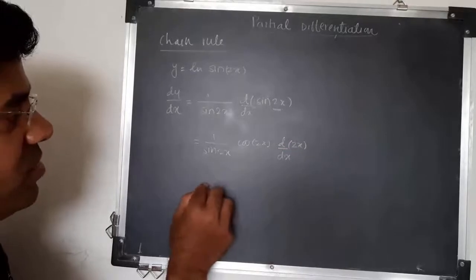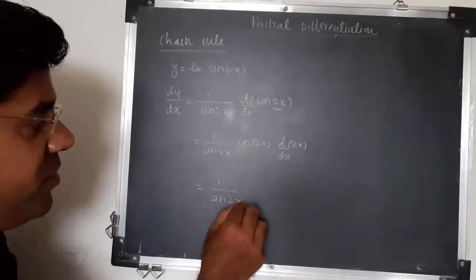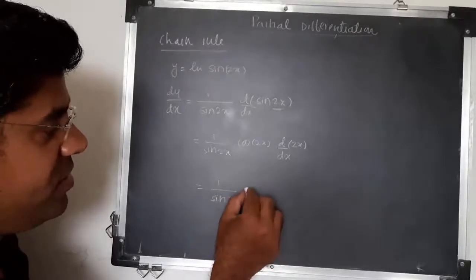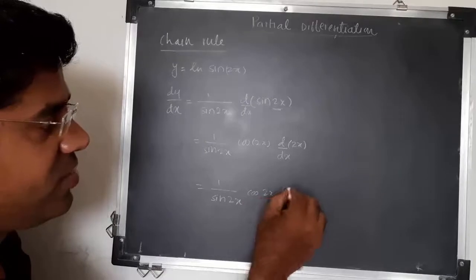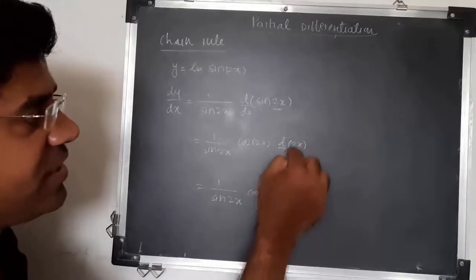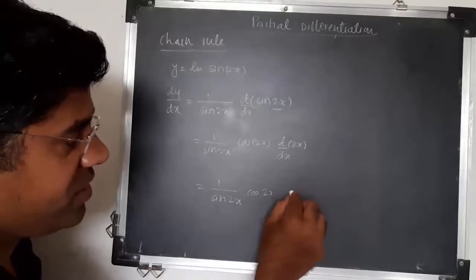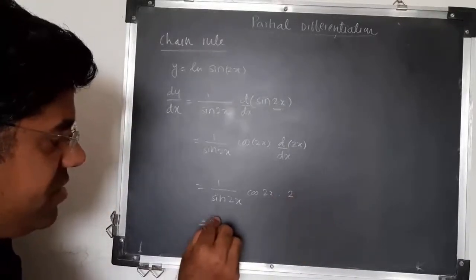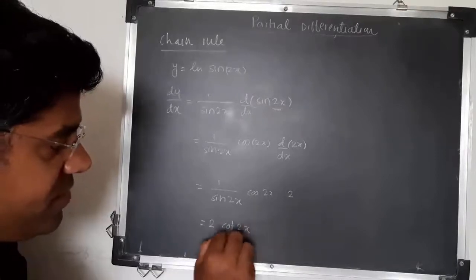So that is nothing but 1 divided by sine of 2x into cos of 2x into 2, which is a constant outside, and dx by dx is 1. So that is nothing but 2. So we can write this as 2 times cot of 2x.